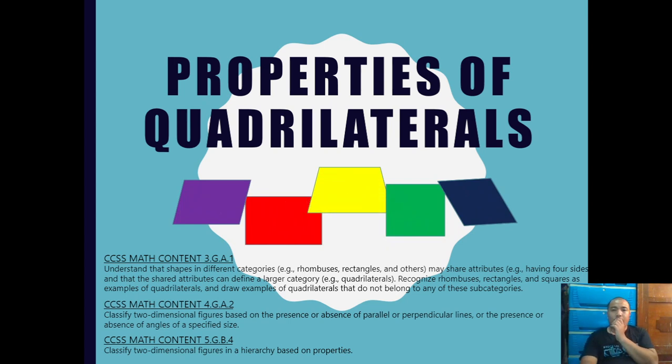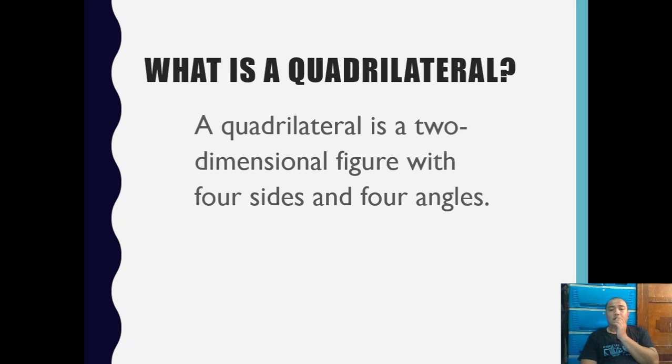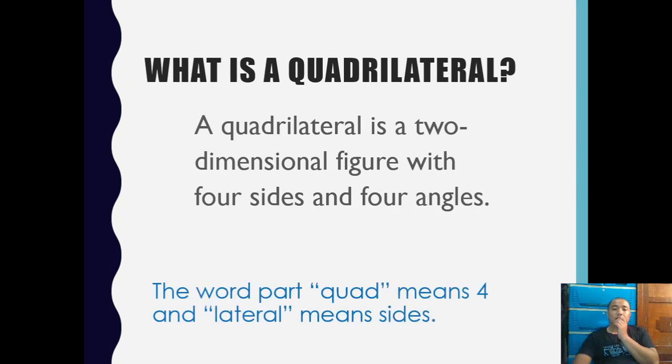So these are the different types of quadrilaterals. We have parallelogram, rectangle, trapezoid, square, rhombus, the most popular quadrilaterals. Now, what is a quadrilateral? It is a two-dimensional figure with four sides and four angles. The word part quad means four, and lateral means sides.